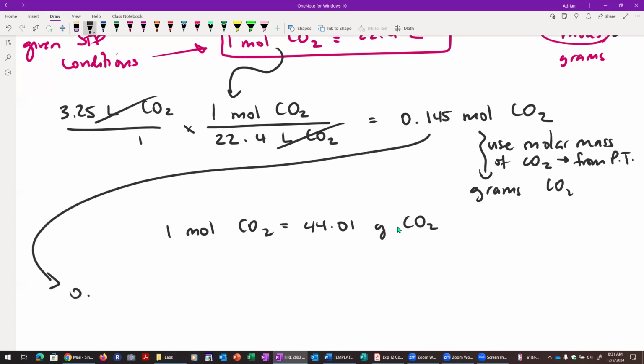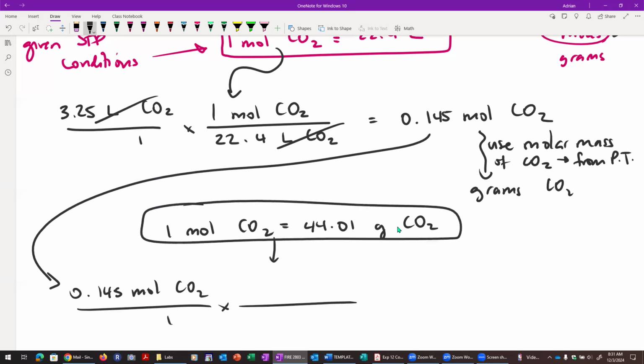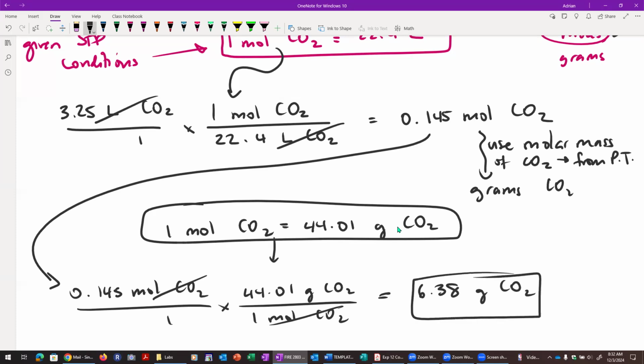So I have 0.145 moles of carbon dioxide. And then my molar mass as the conversion factor goes in here. I want to end up with grams, so that goes on top, 44.01 grams of CO2 for every 1 mole of CO2 on the bottom. Moles go away. So 0.145 times 44.01, and that gives 6.38 grams of carbon dioxide.